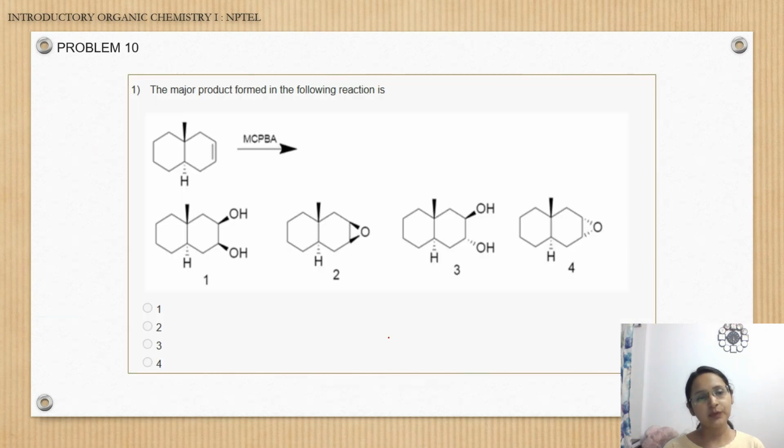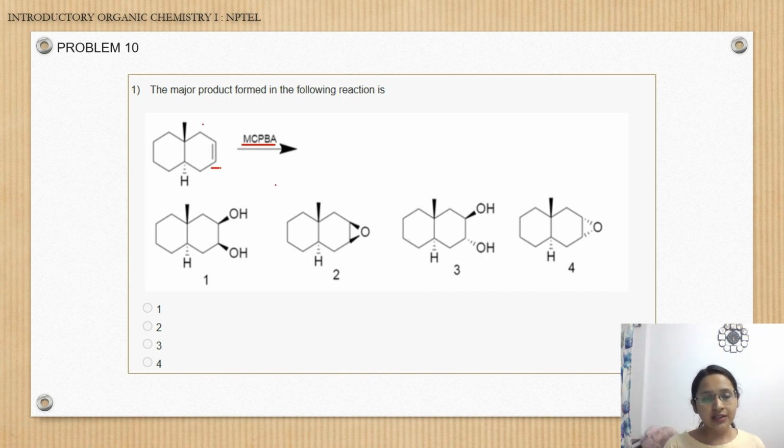Okay. Then I'm going to problem number 10. In problem number 10 again, you have to answer the major product formed in the following reaction. I have explained to you that MCPBA is an epoxidizing agent. So basically epoxidation will take place. If you have this alkene, the epoxide is getting formed. But now you have to assign the stereochemistry of that oxide as well.